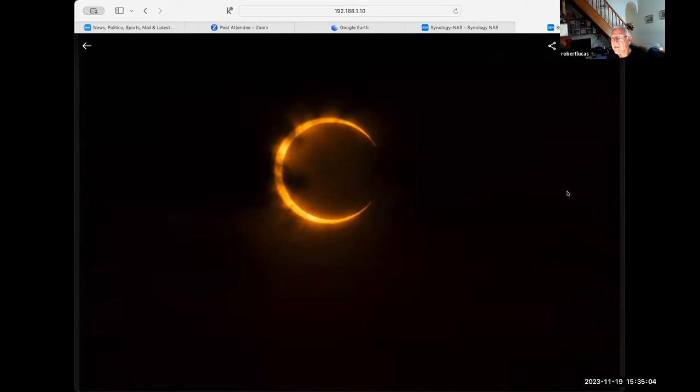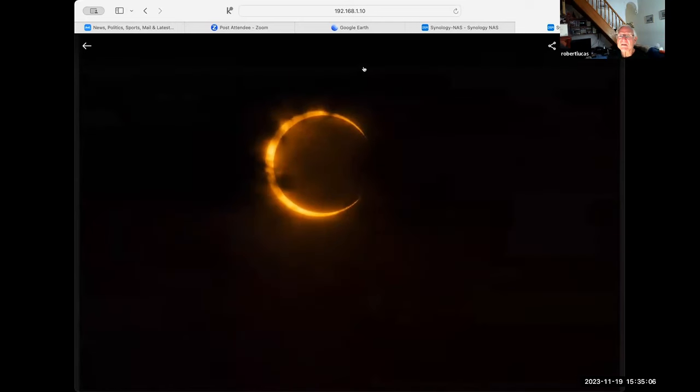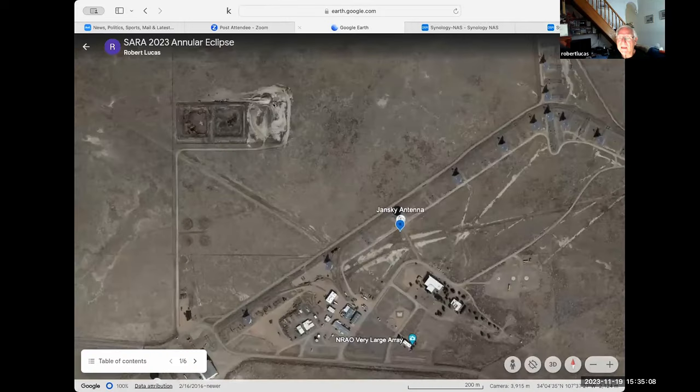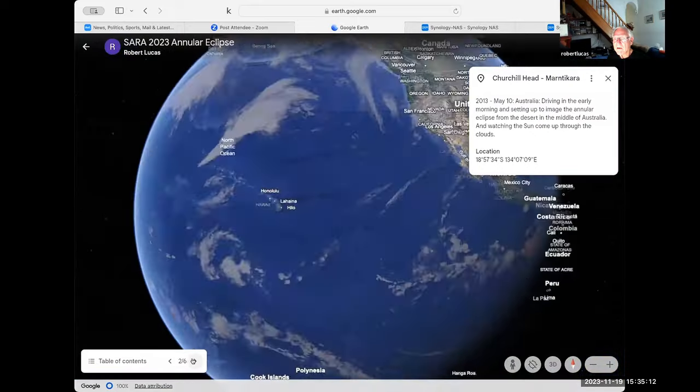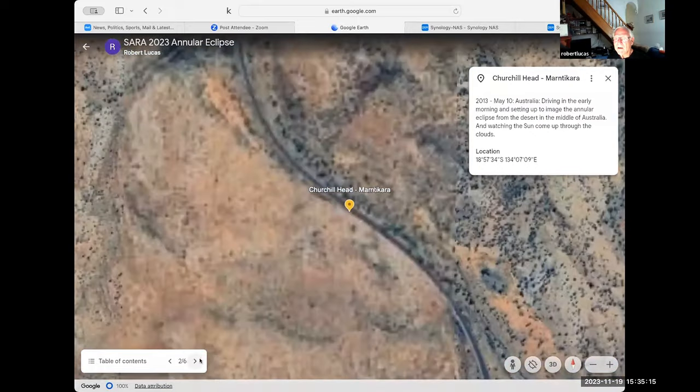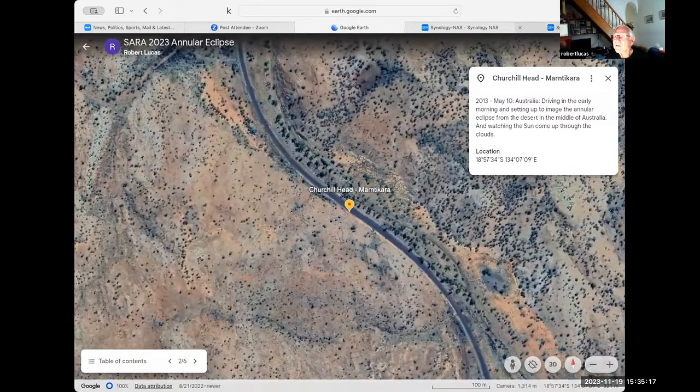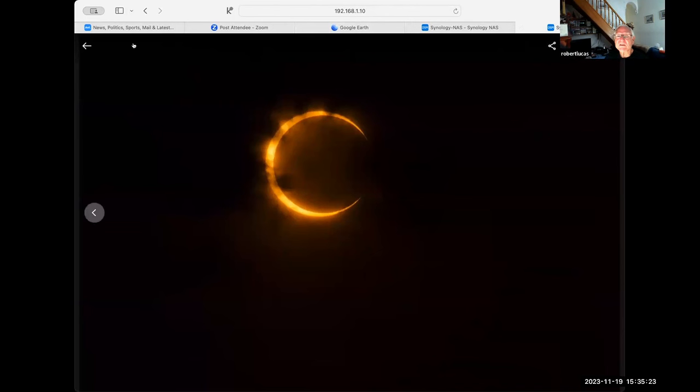You can see some clouds came through at the end. So now if things work, we can go back here. Now if I push this button, okay, we went to the middle of Australia, and this is another annular solar eclipse that I went to.